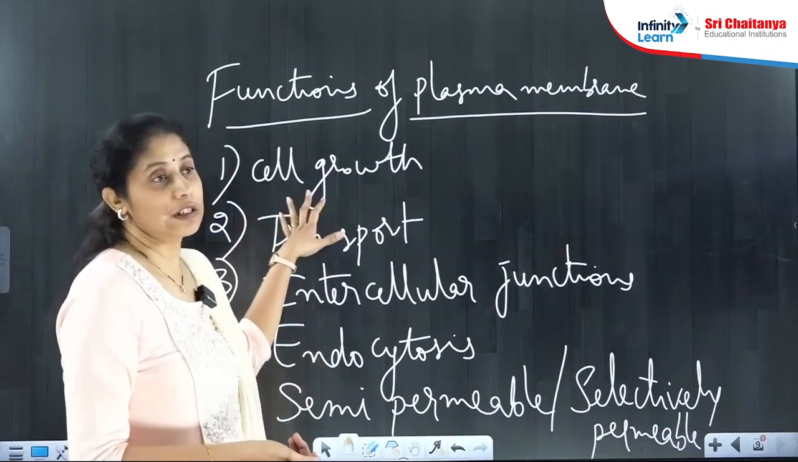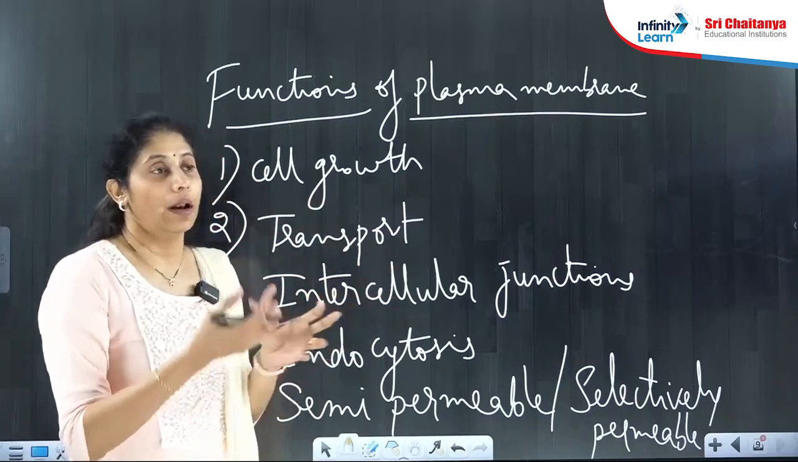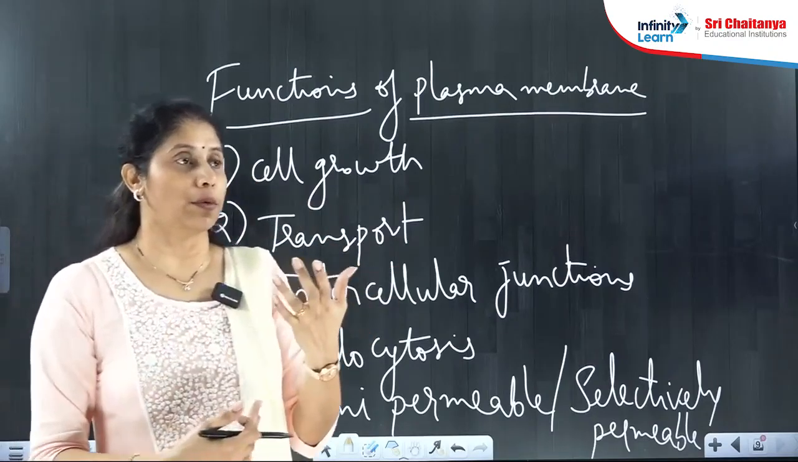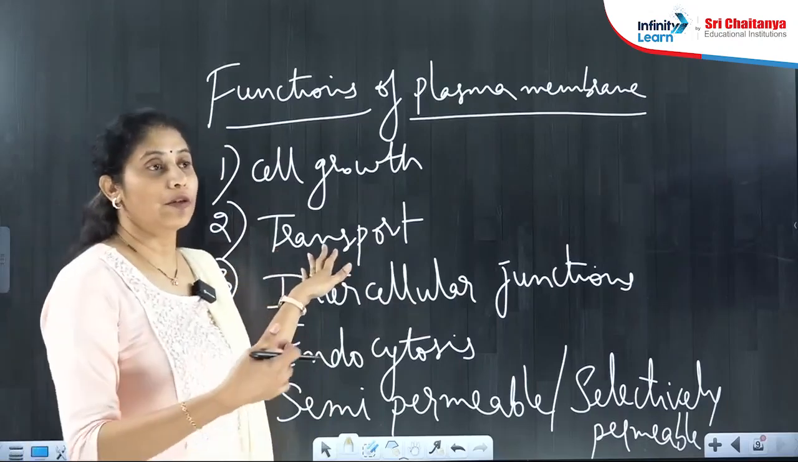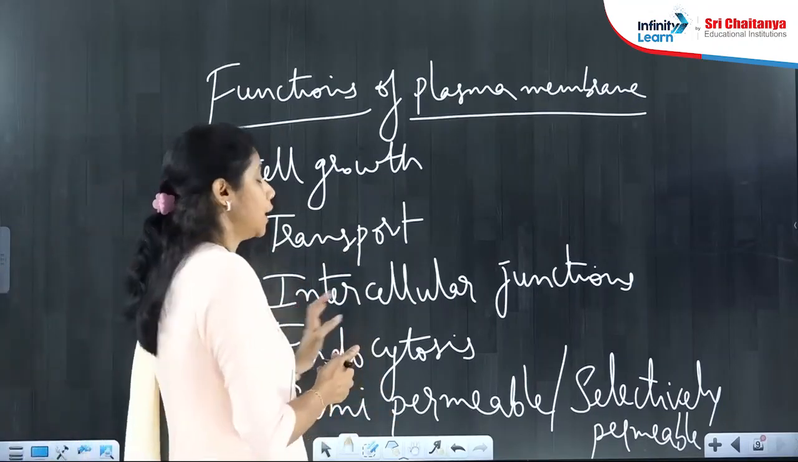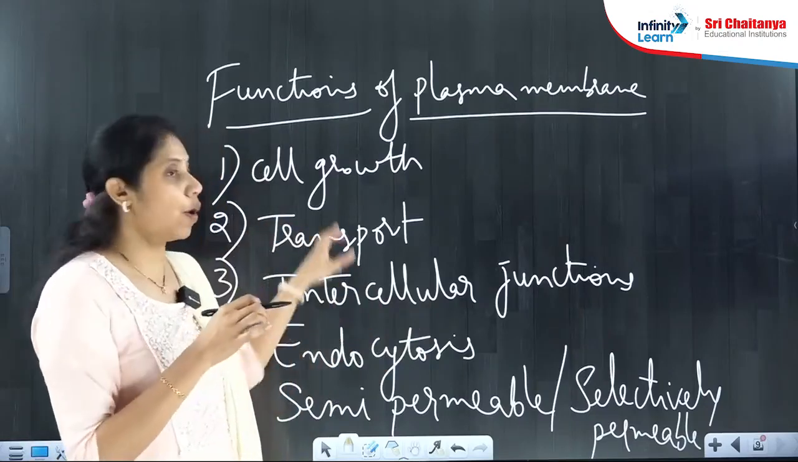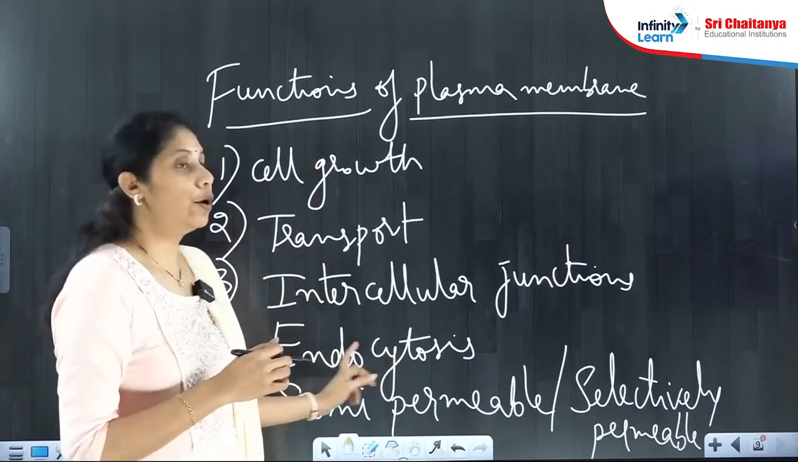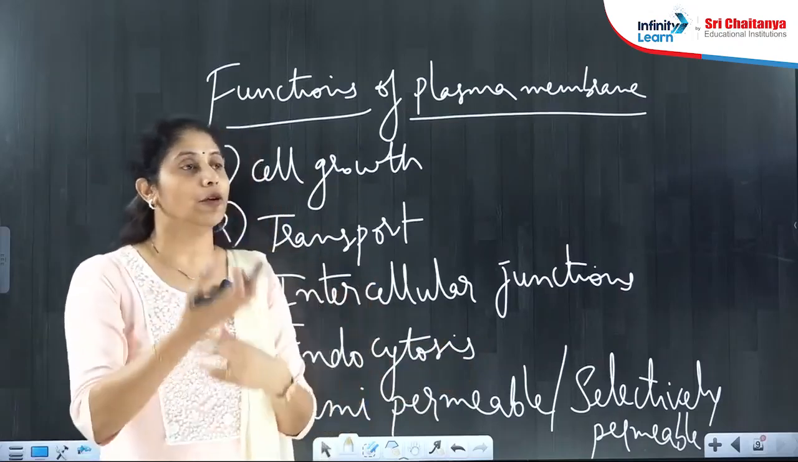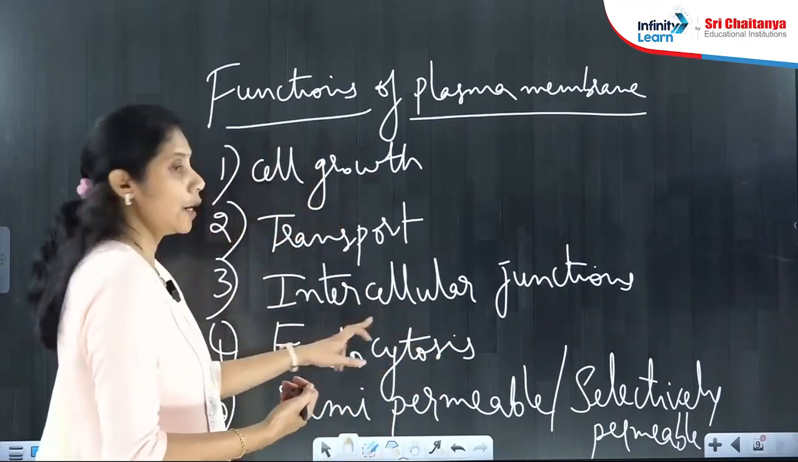So cell growth, the plasma membrane is participating, and transport of different molecules like active transport, passive transport. They are involved in the transport of molecules from inside to outside or outside to inside. Then intercellular junctions: two cells are connected by junctions, and those junctions are formed by the plasma membrane. Then endocytosis, taking in the food materials or the liquid materials into the cell, is called endocytosis.